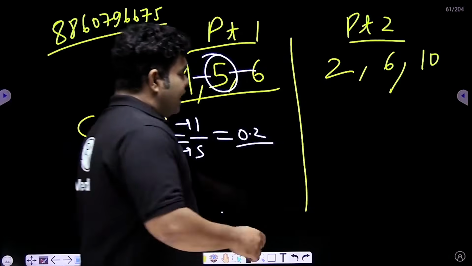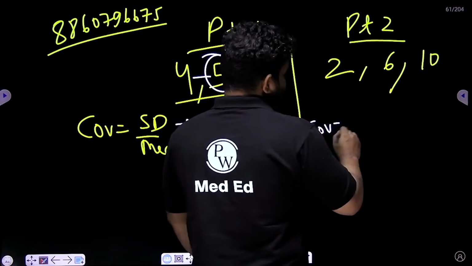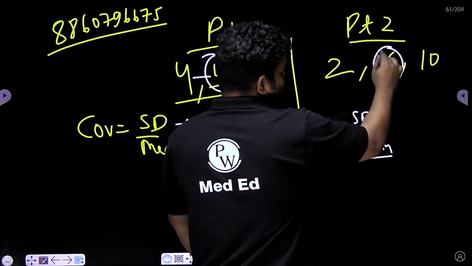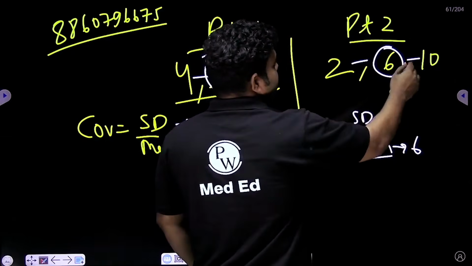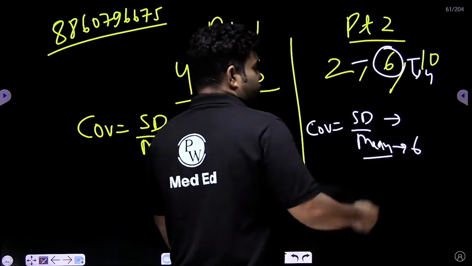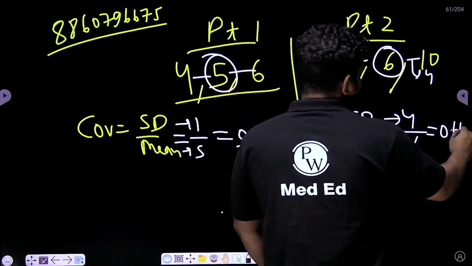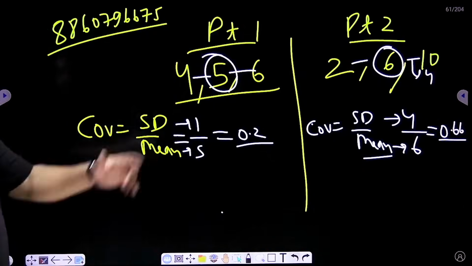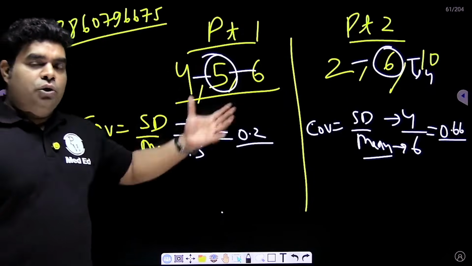Now if you look at the second patient, what is the coefficient of variance? It is standard deviation by mean. So what is the mean in the second patient? 6 is the middle number, so the mean is 6. And how far is each number from the middle number? Each number is away by 4. So standard deviation is 4. So 4 by 6 means 0.66 is the coefficient of variance for the second patient. So which data is of better quality, patient 1 or patient 2?